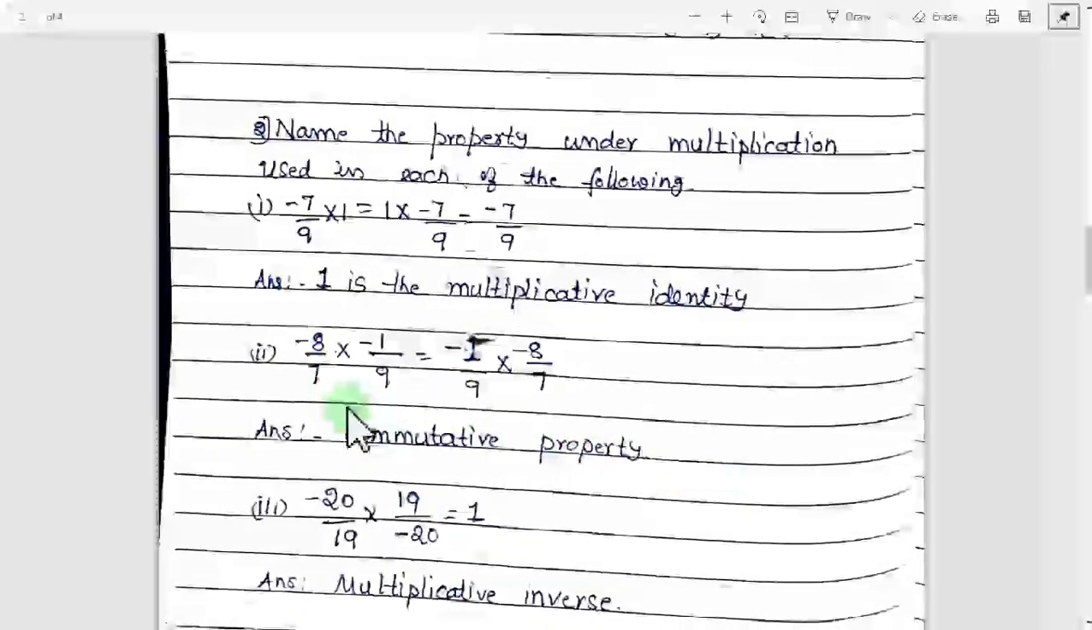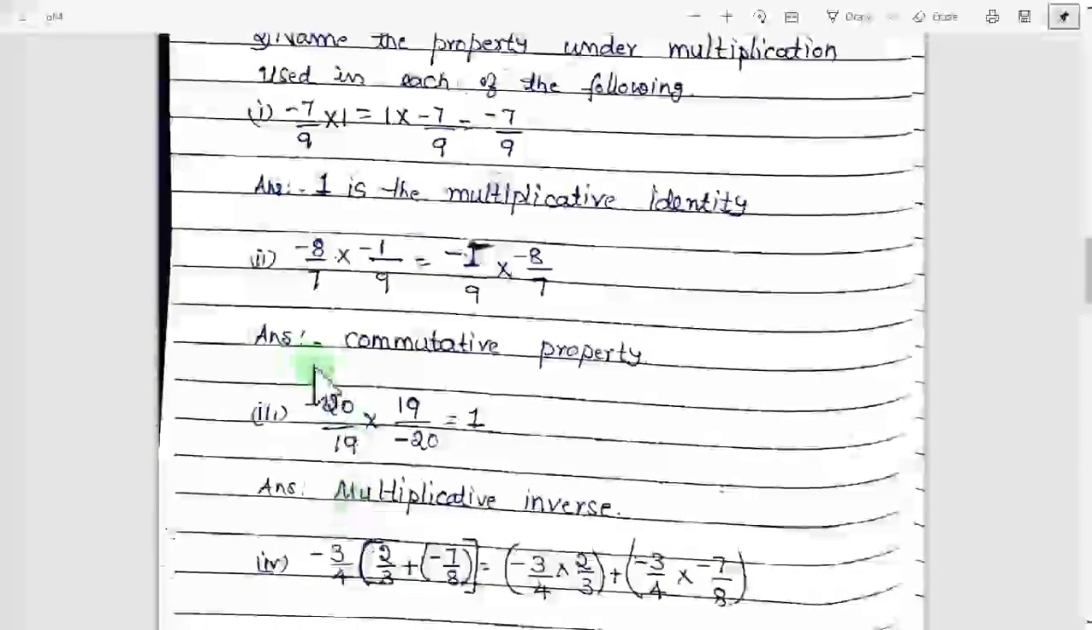Next question, minus 8 by 7 into minus 1 by 9 is equal to minus 1 by 9 into minus 8 by 7. Which property is this? Commutative property. A into B is equal to B into A. So here which property is used? Commutative property.